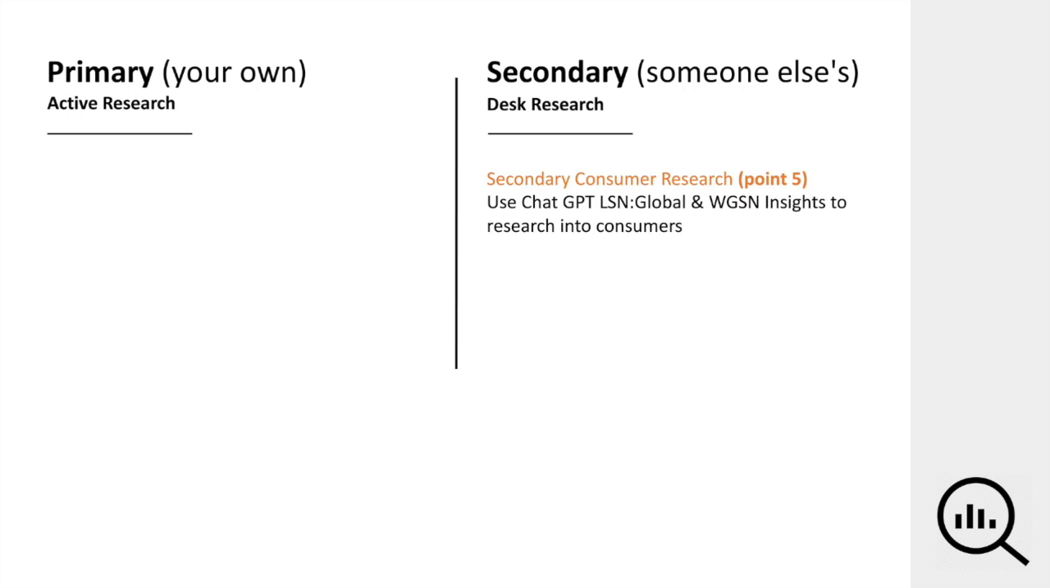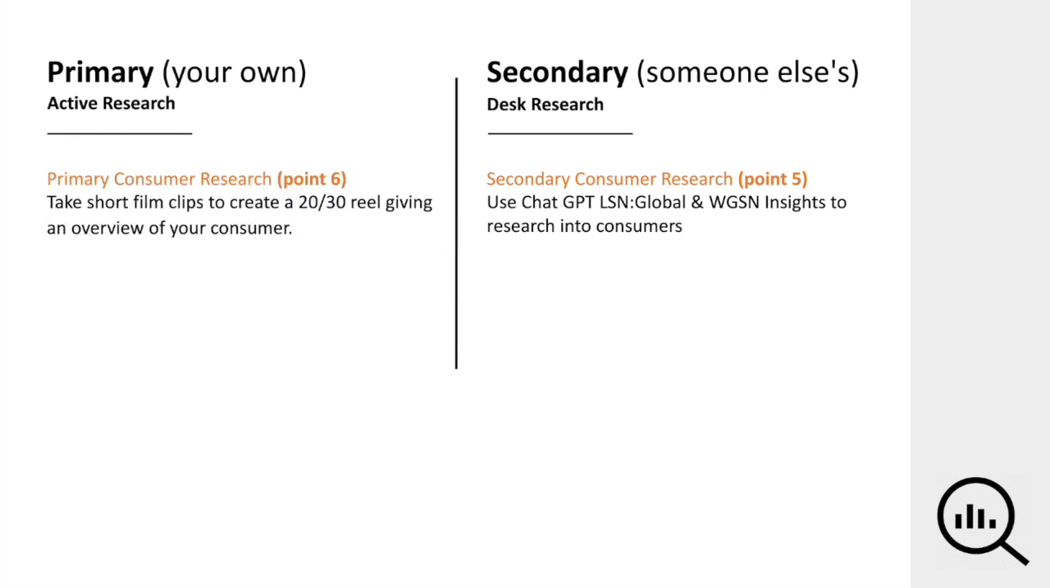So remember, you're doing your secondary consumer research, which is using ChatGPT, LSN and WGSN for point 5. And for this point, your primary consumer research, point 6, you're taking short clips to create a 20 to 30 second reel giving an overview of your consumer.